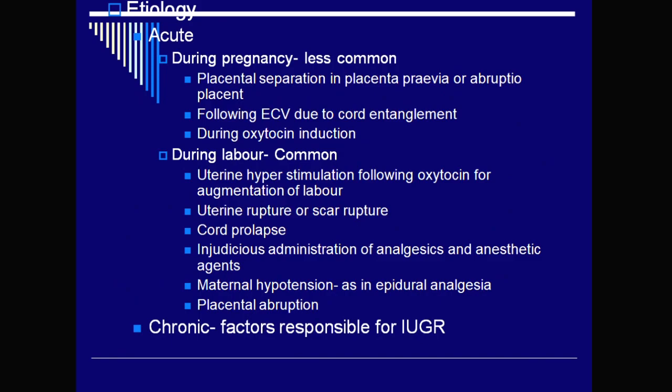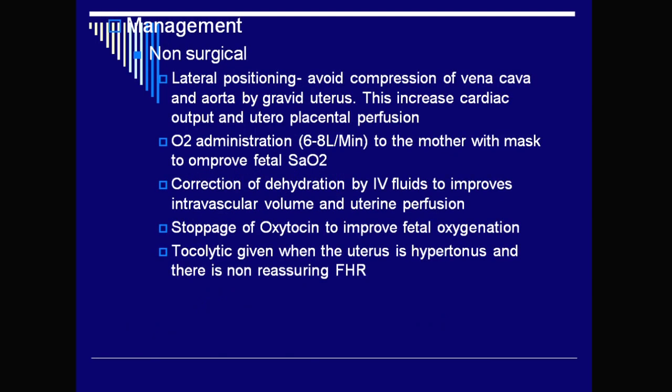Etiology: it is acute and chronic. Acute during pregnancy is less common, but includes placental separation in placenta previa or abruptio placenta, following external cephalic version, or due to cord entanglement during oxytocin induction. And during labor, it is common with uterine hyperstimulation following oxytocin for augmentation of labor, uterine rupture or scar rupture, cord prolapse, injudicious administration of analgesics and anesthetic agents, maternal hypotension as in case of epidural analgesia, and placental abruption. Next is chronic, that is factors responsible for intrauterine growth restriction.